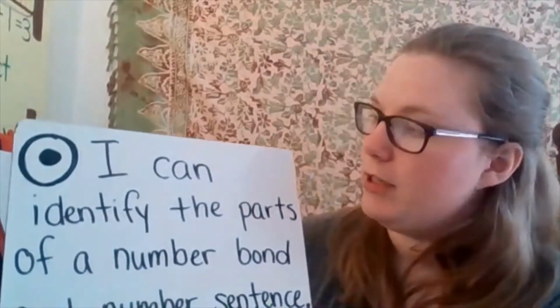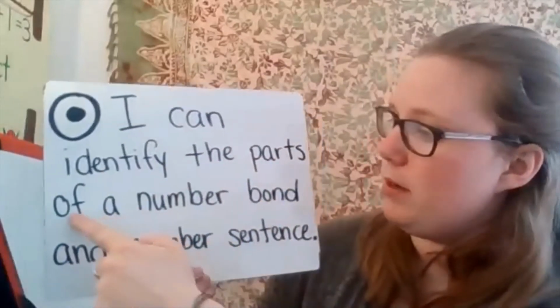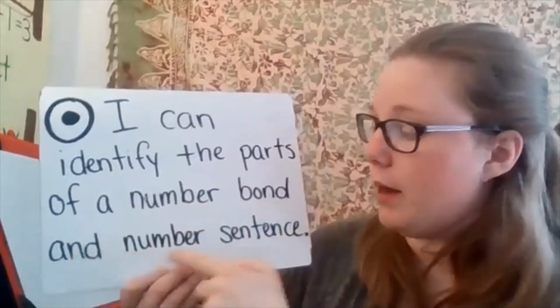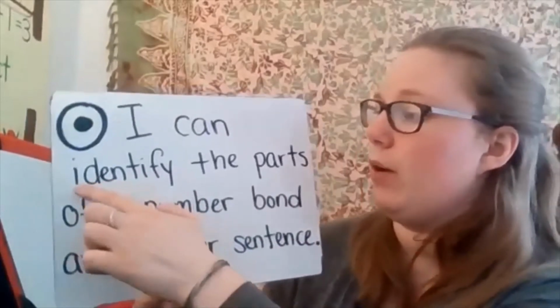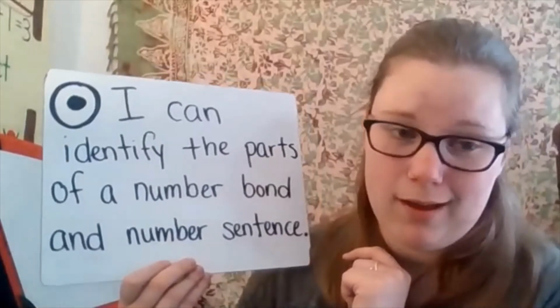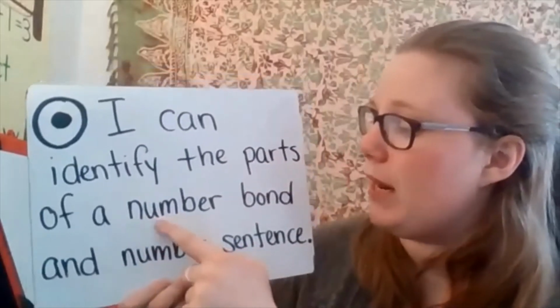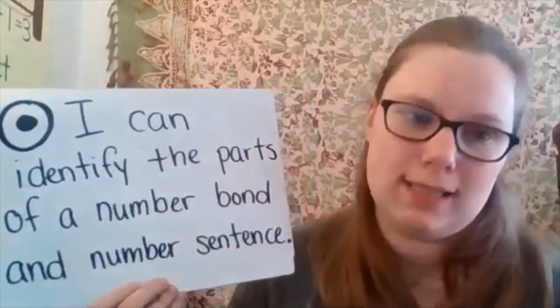Wasn't that such a fun song? All right, now that we have done our little song before we started our lesson, we're going to go over our learning target. And our learning target today is I can identify the parts of a number bond and number sentence. So that word identify means to name. So what you guys are going to do today during our game is you're going to name the different parts of both a number bond and a number sentence, which we've gone over this week.